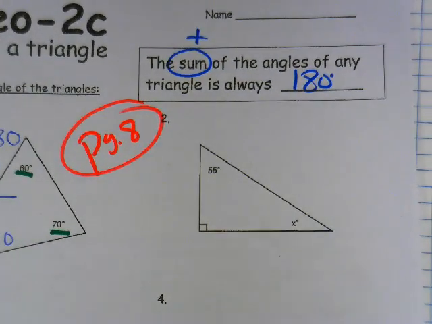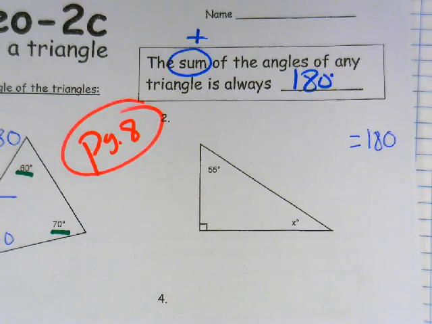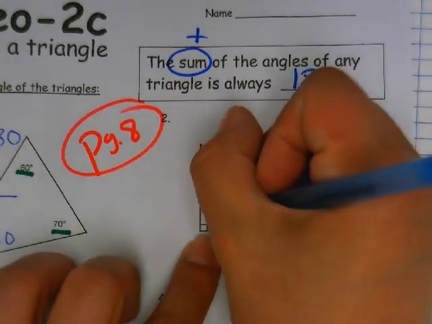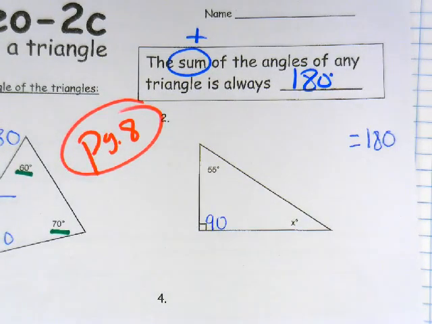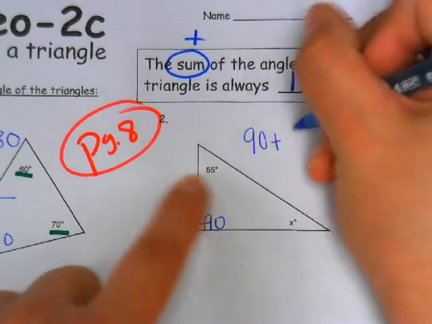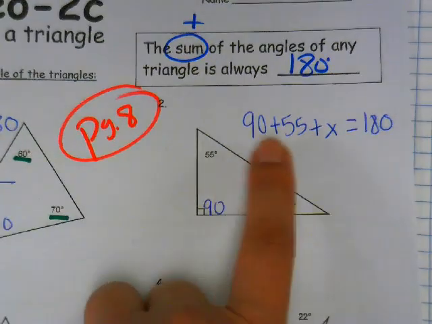Number 2. Still a triangle, so you know it has to equal 180. So I give you 55, I give you an x, and I give you a square. What does this little square mean? 90, right? So this is a hidden, it's in disguise, a secret 90. It's not really that secret anymore. Everybody knows. So we're going to go 90 plus 55 plus x is 180. So everybody add 90 plus 55.